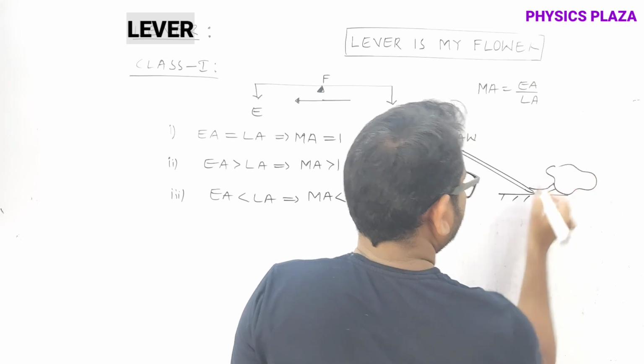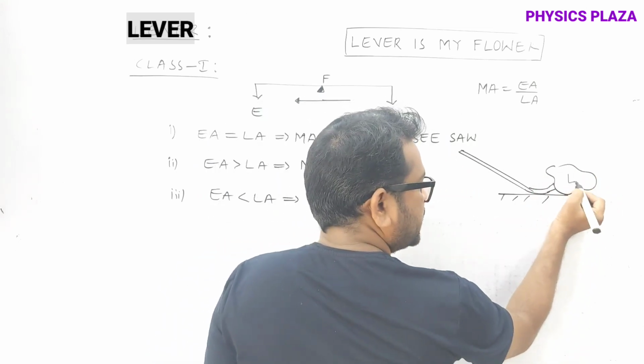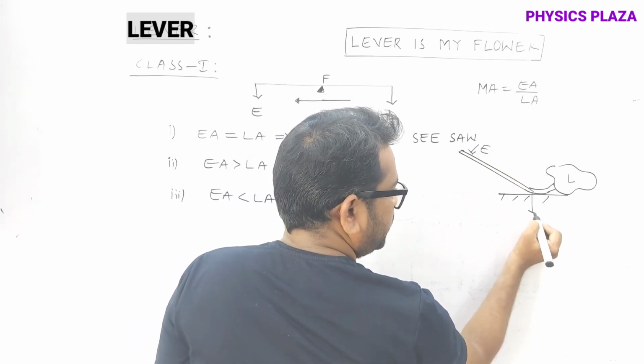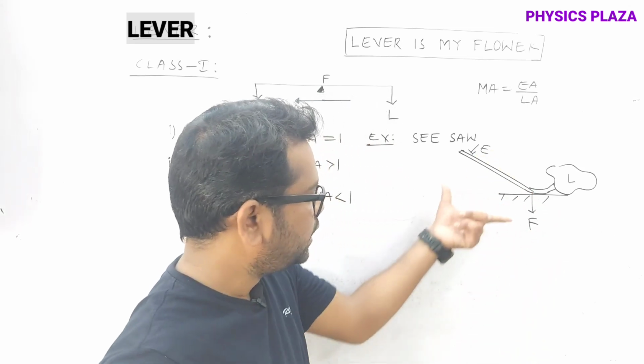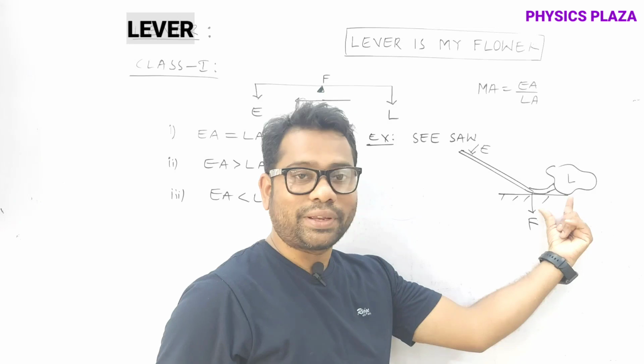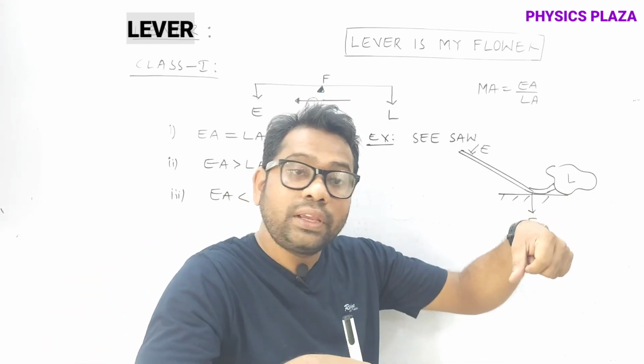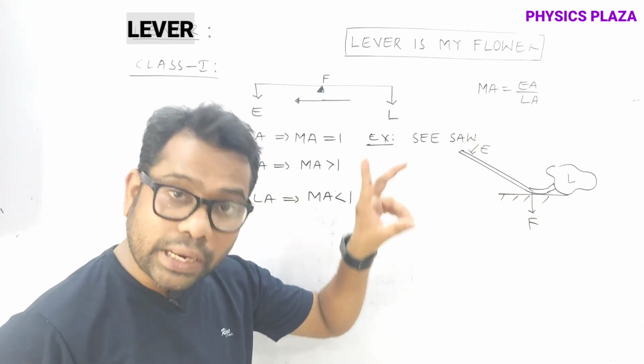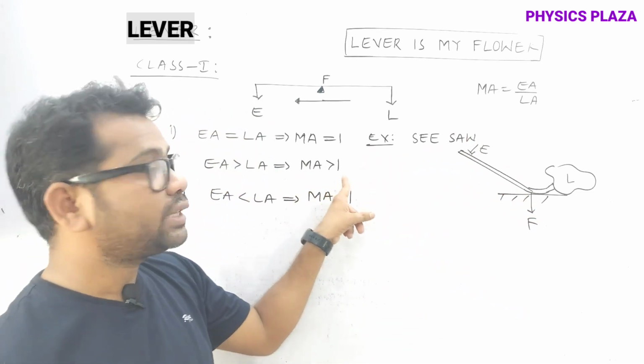Here the stone will be there. There is a load which has to be lifted, and here is the effort we will apply. This point acts like a fulcrum. So here the effort arm will be greater than the load arm, so that we can lift heavy loads by applying less effort. So this is the best example of a class 1 lever whose mechanical advantage is greater than 1.